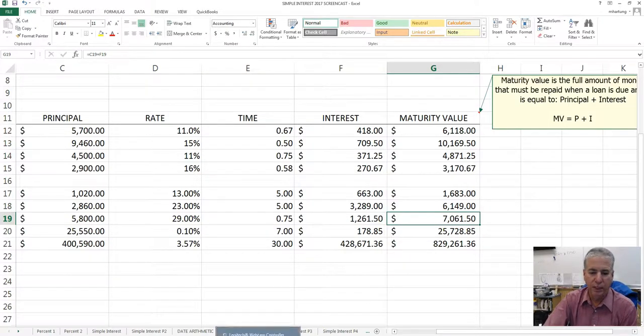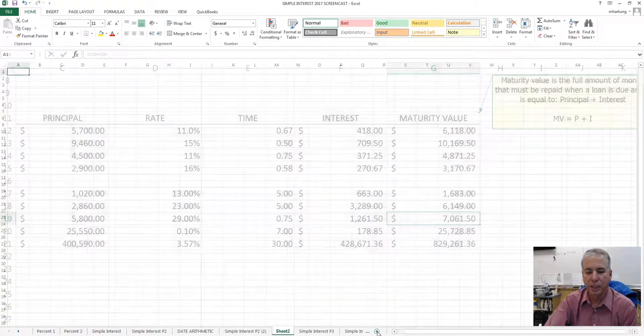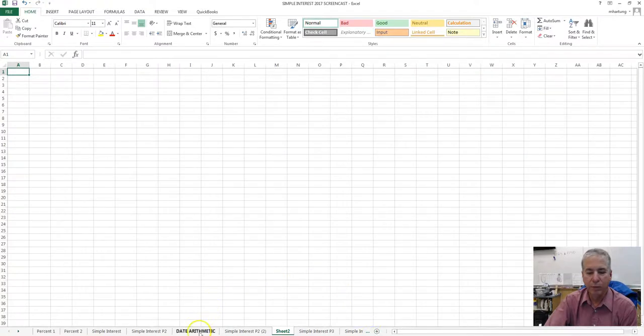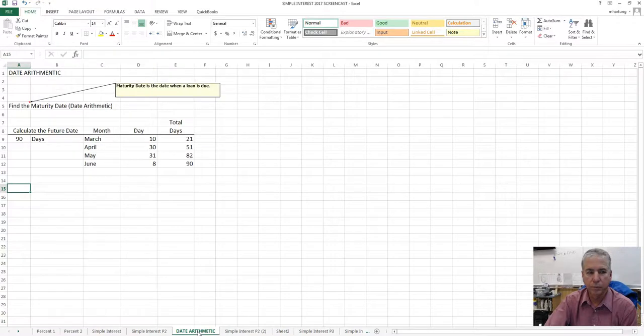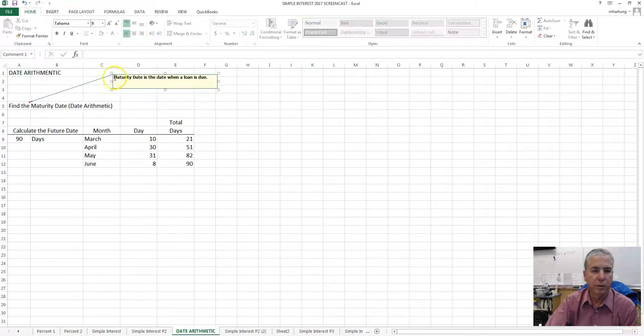And the first thing to do is to go ahead and create a new sheet within our Simple Interest workbook. And so you do that just by clicking that plus sign there. And then give it this name right here, Date Arithmetic. And then once you've done that, we'll take a look here at our blank sheet and talk about what we're calling date arithmetic. And specifically, we want to calculate the maturity value.